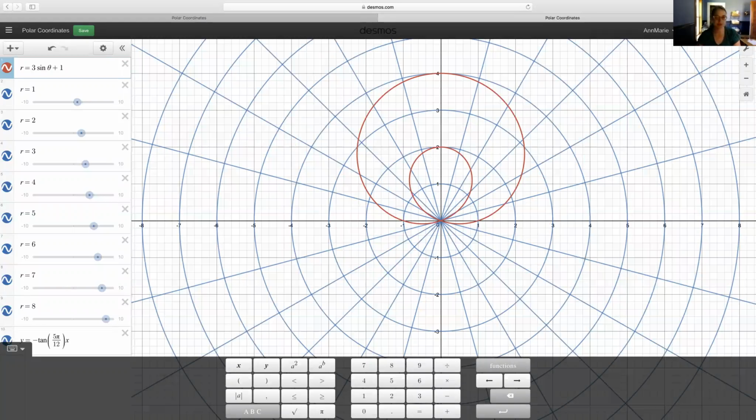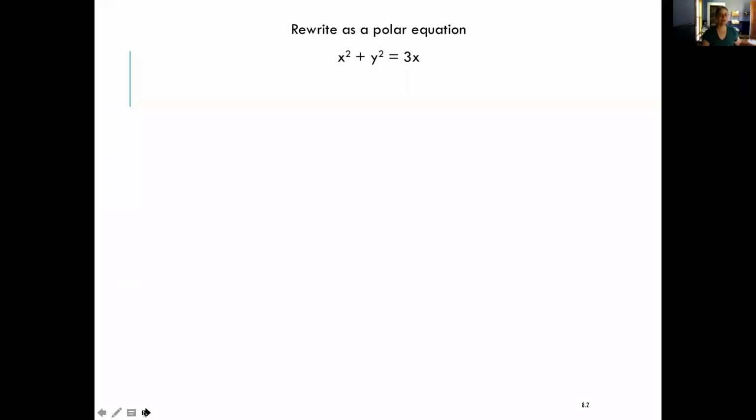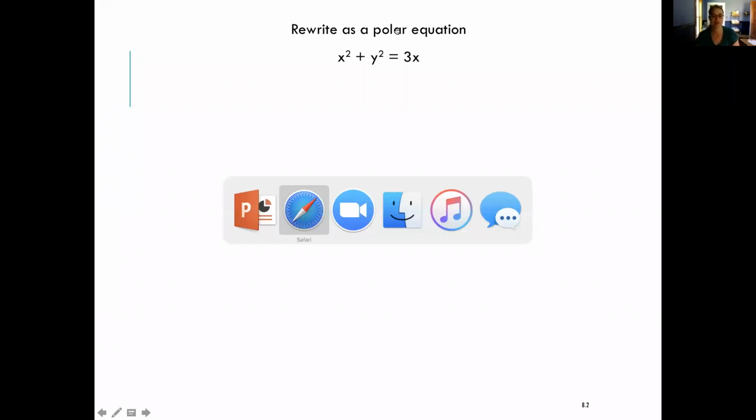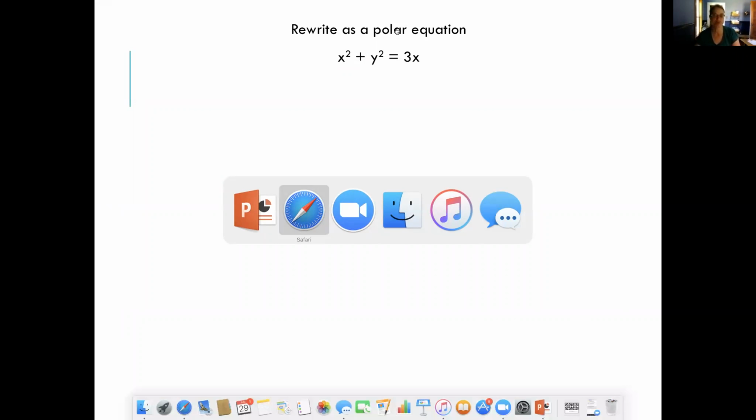Let's go back to our presentation. We are almost done. I know this one's long. I just want to do a couple of exercises with you where we transform equations from polar to Cartesian and vice versa. So we have here a Cartesian equation, and if we were to put that into our Desmos graph, you should recognize this as a circle.